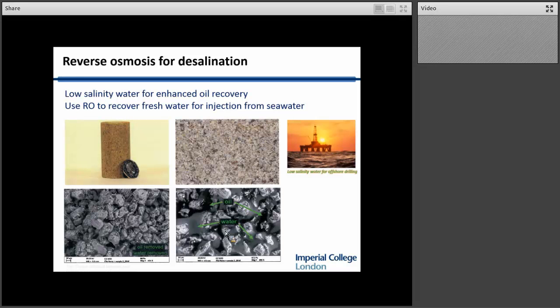And enhanced oil recovery can be worth literally billions of dollars in an oil field. It turns out that research in BP has found out that if you use fresh water to inject down the well, to repressurize the well, then that fresh water means that the oil more readily lets go of the rock and comes up to the surface. So by injecting fresh water down an oil well, you can recover more oil. And so there's an interest in desalination of seawater for use as injection water.